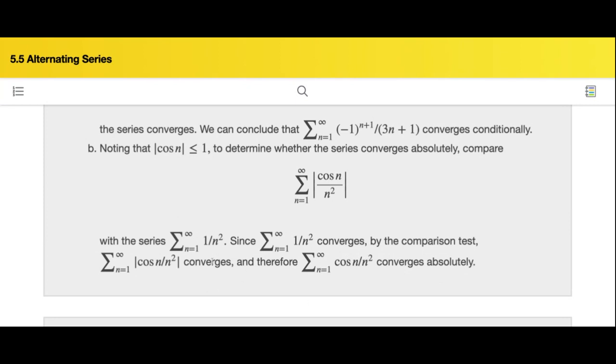Right? Because the bigger one converges, the absolute value of cosine n over n squared converges. That forces the terms to be positive. But the original one, cosine n, can be negative, can be positive. So this is a smaller series. The bigger series converges. Of course, the smaller series converges as well. So this one converges absolutely. Anyone has any questions?